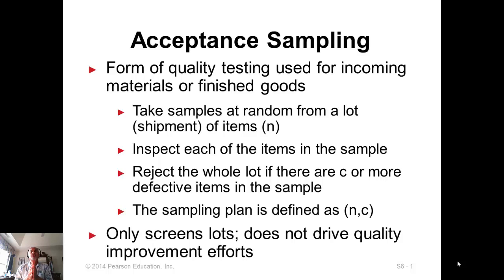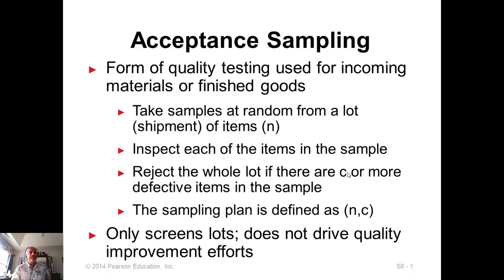So there are two key questions that we need to answer. One is, how big a sample should you take from the lot? From the lot, you take a random sample of n items. So what should the value of n be? Should you take 10 items or 20 or 50 or 100? Then we inspect each of these items in the sample, and we reject the whole lot if there are C or more defective items in the sample. C is the critical number of bad parts in the sample that we have taken.